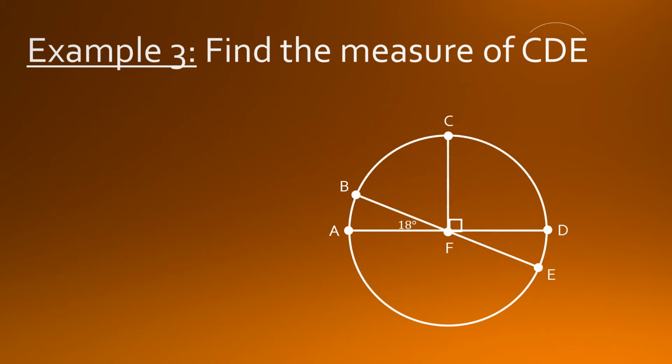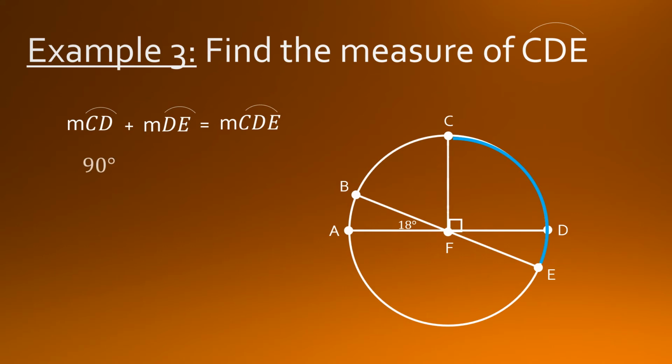So in example 3, it wants us to find the measure of CDE. So let's go ahead and interpret that. C is the starting point. We have to go through D and stop at E. So we have CDE. Now, when I look at CDE, I see we have two segments. We have the measure of CD and we have the measure of DE. So we're going to add those two pieces together to be able to find the measure of arc CDE.